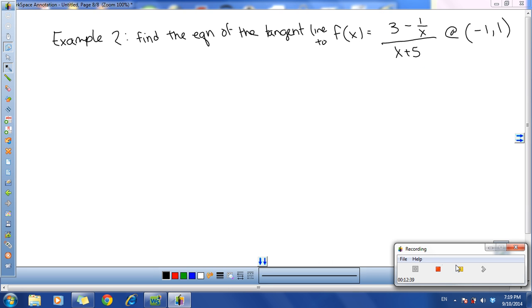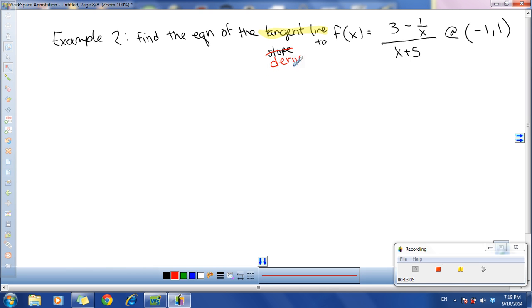Okay, so in this example, it's telling me to find the equation of the tangent line to the function f of x equals 3 minus 1 over x all over x plus 5 at the point negative 1, 1. Anytime it's asking you to find the tangent line, that means we are looking for the slope of that tangent line, which means that you are going to find the derivative. In this case, I have a super ugly function, so I want to rewrite it before I take the derivative. Okay, so let's rewrite that sucker.